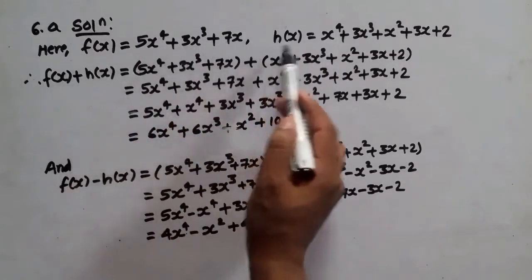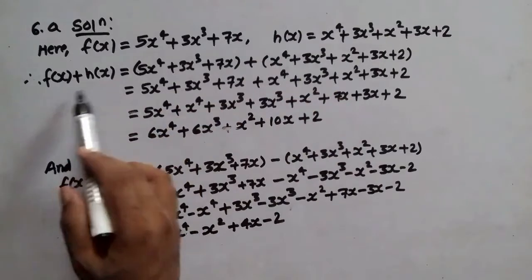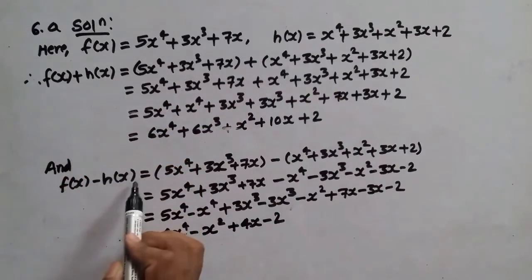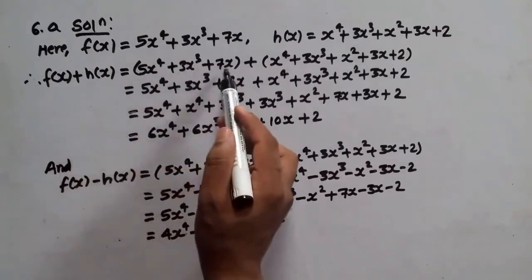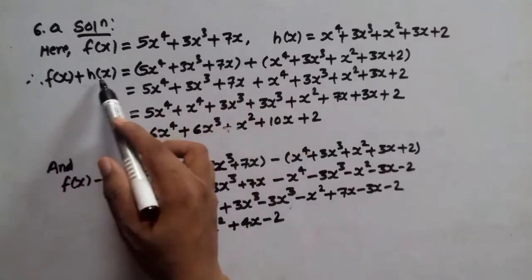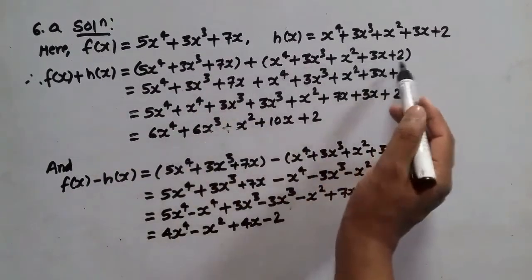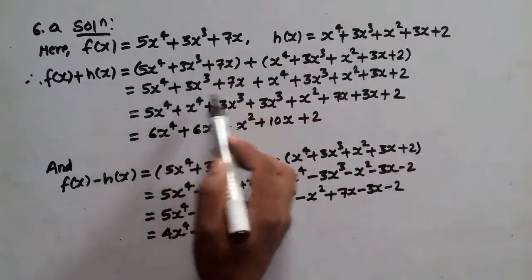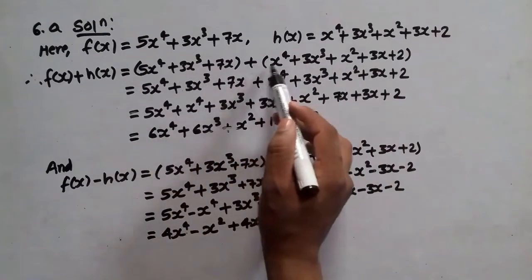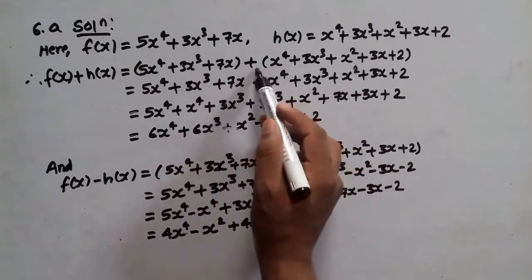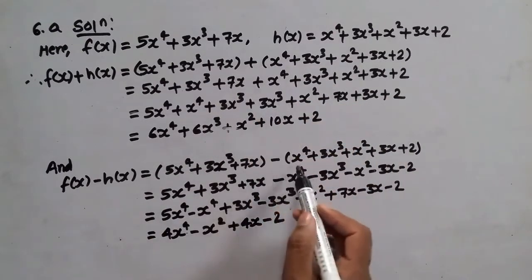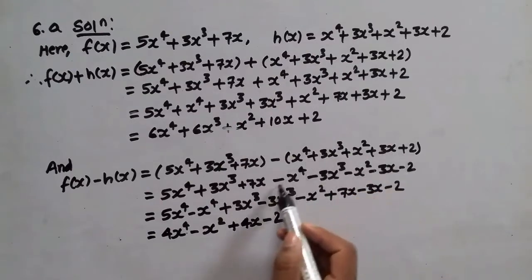Here these two polynomials are given and we have to find f(x) plus h(x) and f(x) minus h(x). For this we have written this f(x) polynomial, plus sign, and then this h(x) polynomial. Then we have removed the bracket. Here removing the bracket does not make any difference in addition, but in subtraction the sign of all of these will change.